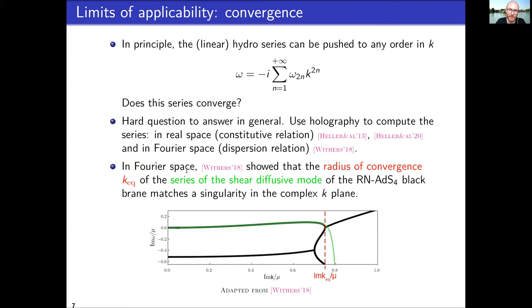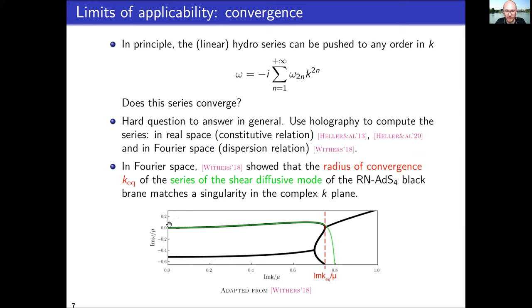In Fourier space, so this is all for linearized hydrodynamics, by the way. In Fourier space, what Ben Withers showed a couple of years back is that you can compute the radius of convergence of the series that corresponds to the shear diffusive mode of the Reissner-Nordström black brain in four-dimensional anti-de Sitter. And the way you compute it is you compute all of these omega 2n's, and then you take their ratio and you determine the radius of convergence of the series in this way.